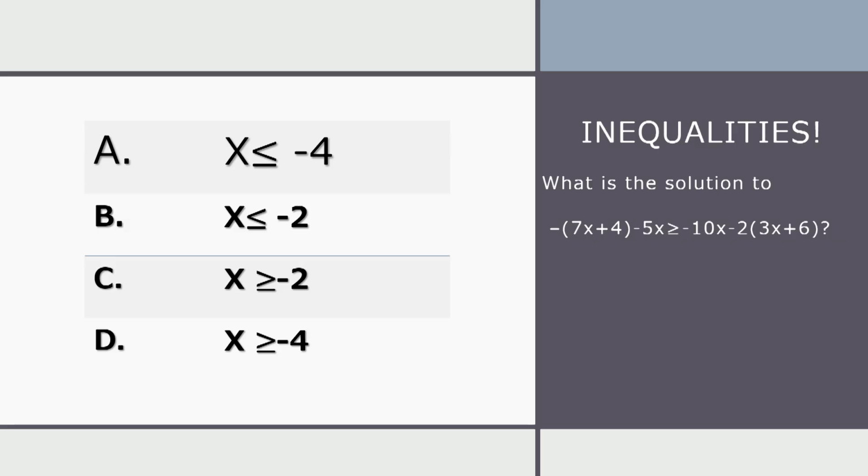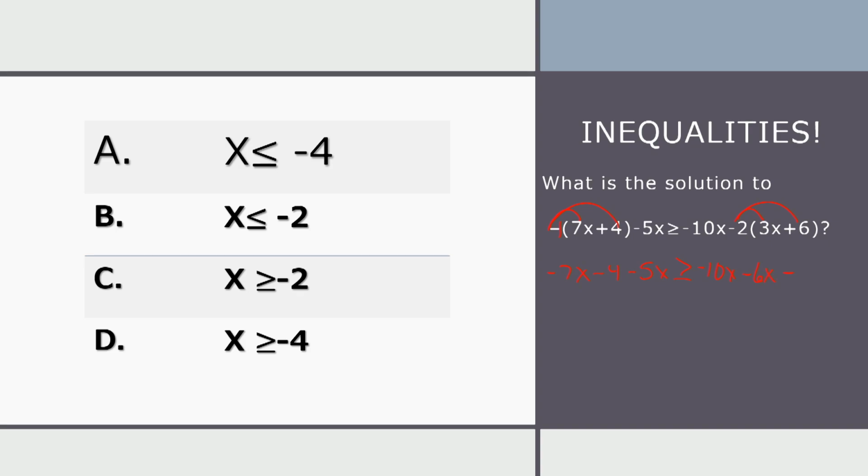What is the solution to negative 7x plus 4 minus 5x, which is greater than or equal to negative 10x minus 2 times 3x plus 6? The first thing I'm going to do is distribute. I'm going to distribute this understood 1 right here into my inequality. So I have negative 7x minus 4 minus 5x greater than or equal to negative 10x. I'm going to distribute here as well.